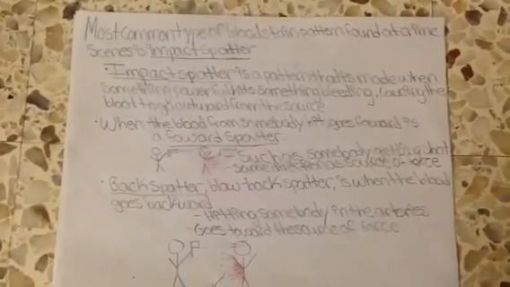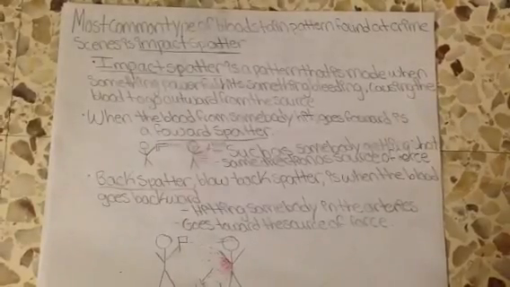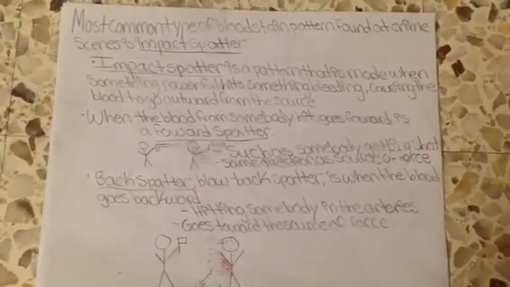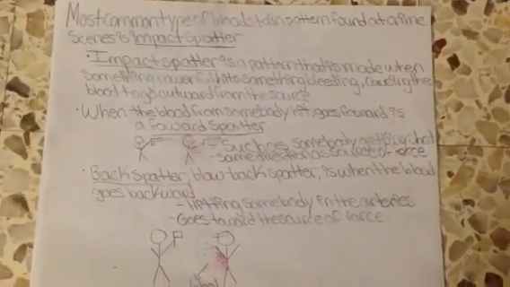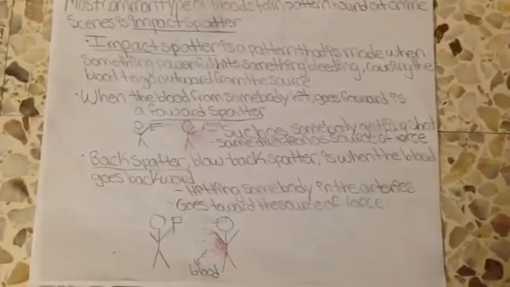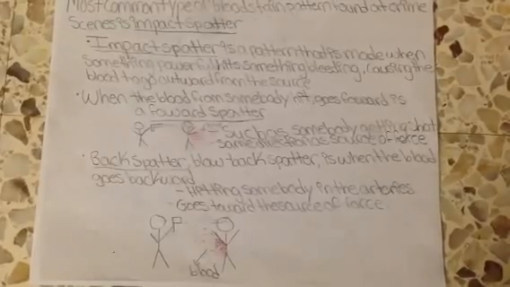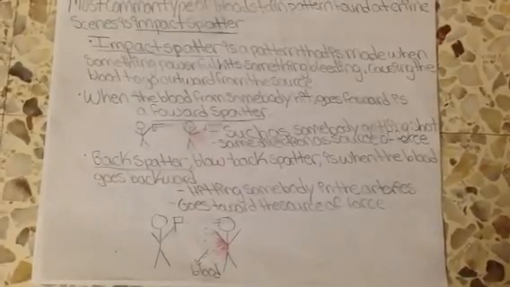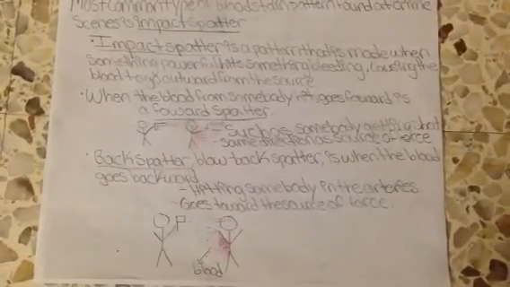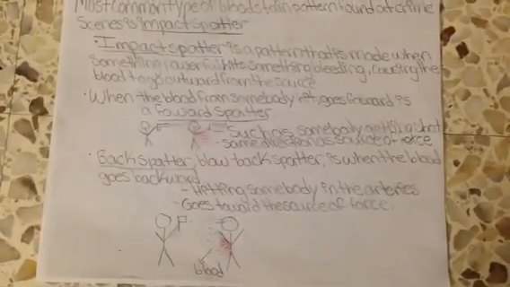the source. So if you get hit in the front, the blood will spatter in the same direction, which is basically frontwards. When the blood hits somebody and goes forward, it's called a forward spatter. An example would be someone getting shot, and the force would cause the blood to go in the same direction as the force. Back spatter is a blow to the back when the blood goes backwards.